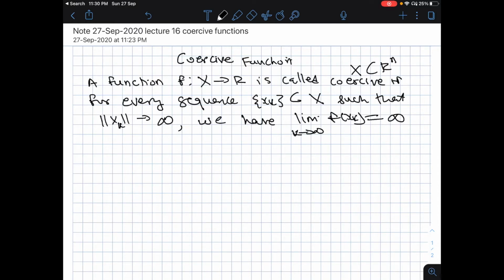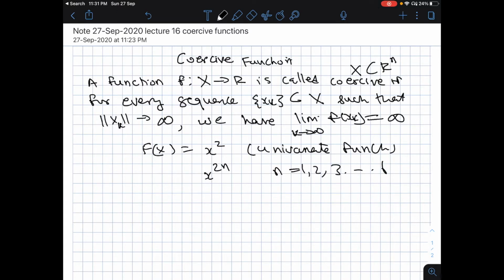So a very simple example of a cursive function would be, for example, f of x is equal to x square, a univariate function. Or in general, f of x is x to the power 2n, where n is a constant, of course, like 1, 2, 3, whatever you fix it: x square, x to the power 4, x to the power 6, and so on.